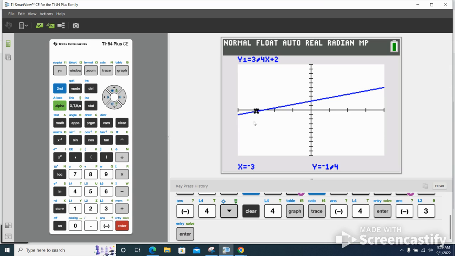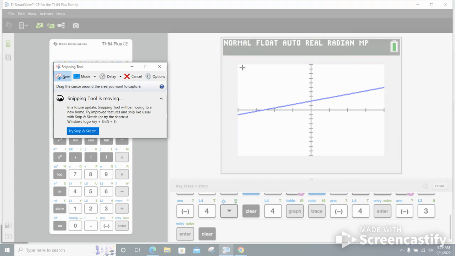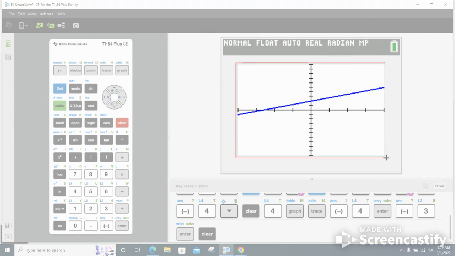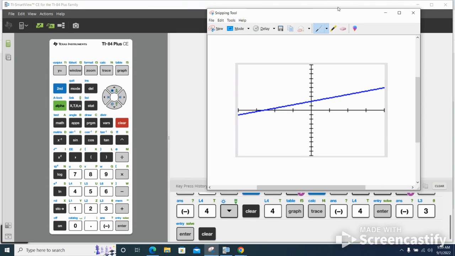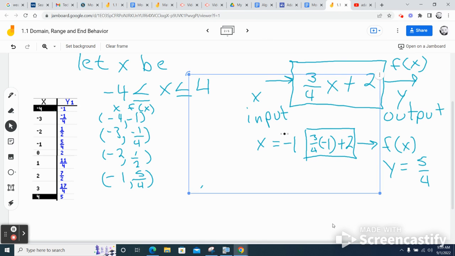So what I want to do is I'm going to come out of that. I'm going to take a picture of this, and then I want you to sketch this graph in your notes. I'm trying to teach you domain and range, so you're learning two things at once. And that's okay. You guys are smart kids. You'll figure it out. We'll just have to go slow.